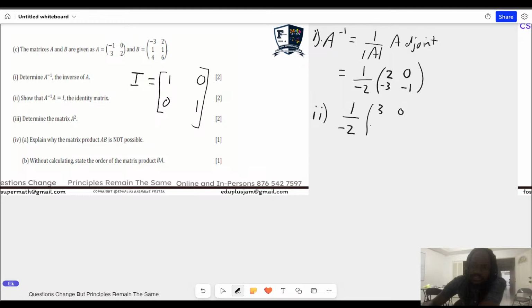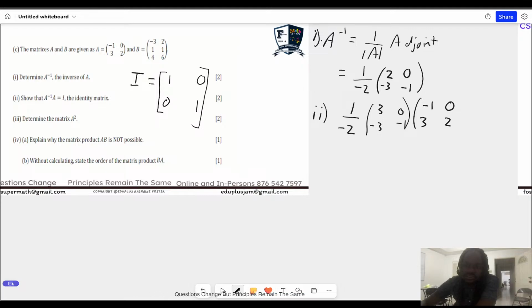1 over negative 2, and I'm supposed to multiply this by the original A, negative 1, 0, 3, 2. So 3, 0, negative 3, negative, oh, this is not 3, this is 2, so 2, 0. Alright. So what's that going to give to me here now? So this is equal to negative a half of.